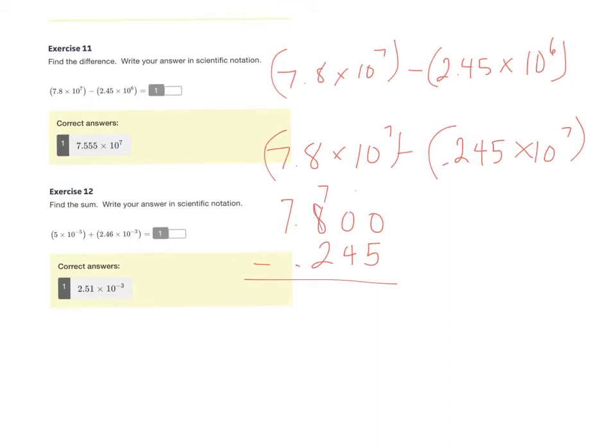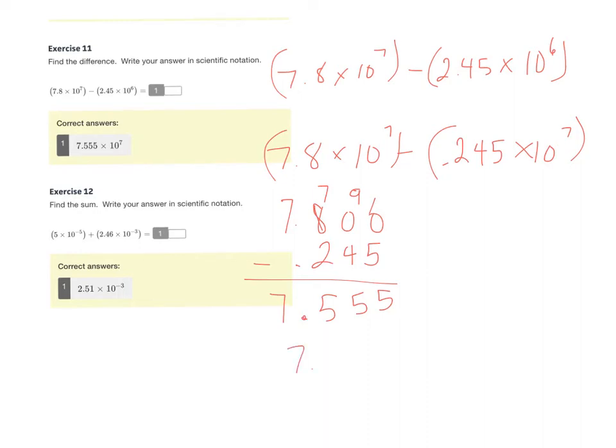This is going to be a 10, and then we have to borrow. That makes it a 9, and that would make that a 10. So 10 minus 5 is 5. 9 minus 4 is 5. 7 minus 2 is 5. And 7 minus nothing. The decimal point is going to drop straight down.